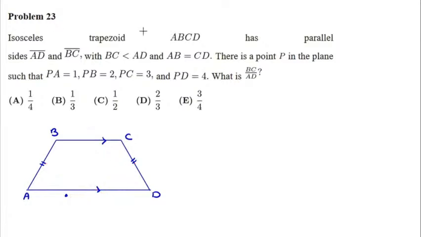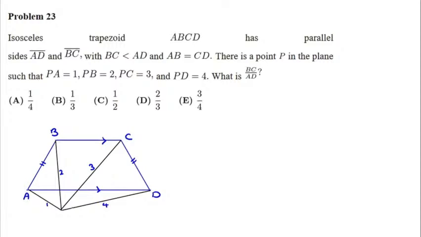Okay, it's on the plane. It doesn't say that it is inside, but it's on the plane. So let's draw this one. Let me just move it a little here. PA this, PB this, PC this, PD this. Okay, so it will be 1, it will be 2, it will be 3, it will be 4.